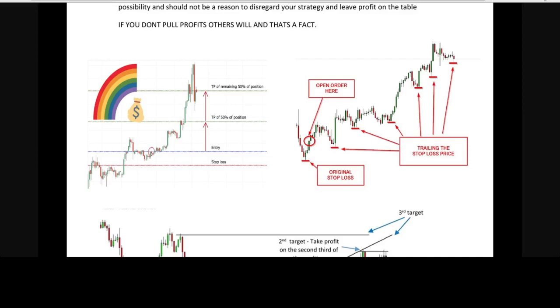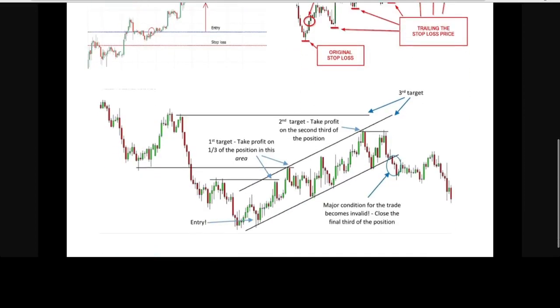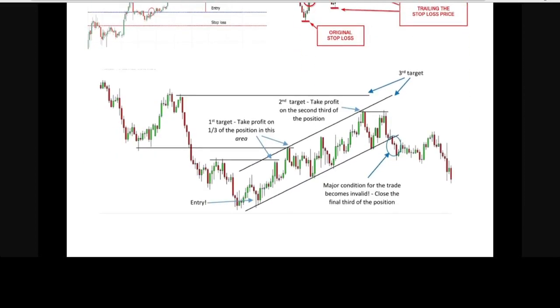And then you got another one. Original stop loss, you open your order here, you're trailing the stop loss, you're just about to hit it, and then bang, it goes up, and then you want to take profits. And then again here. So first target, you take profit, a third of the position in this area, you want to take profit on the second third in this position, and the third target is here. Major condition for the trade becomes invalid, close the final third of the position. So you're entering here and you want to take profits at 3 points. Now, obviously, if you don't hit that point here and it starts to go down, you want to close the position and get out, because chances are it's going to keep going down, as you can see in this picture.